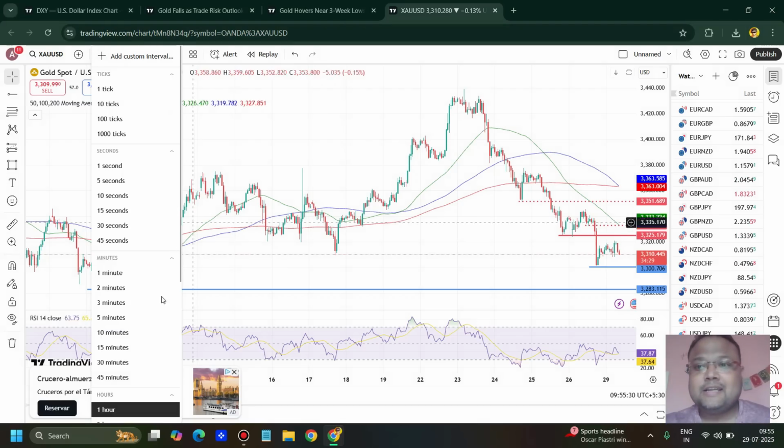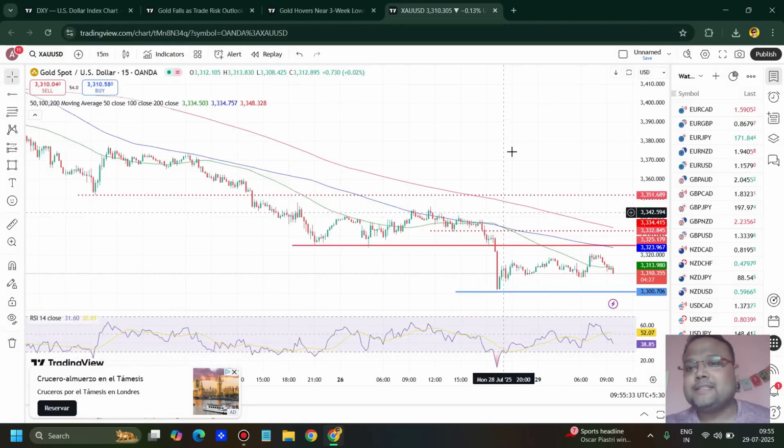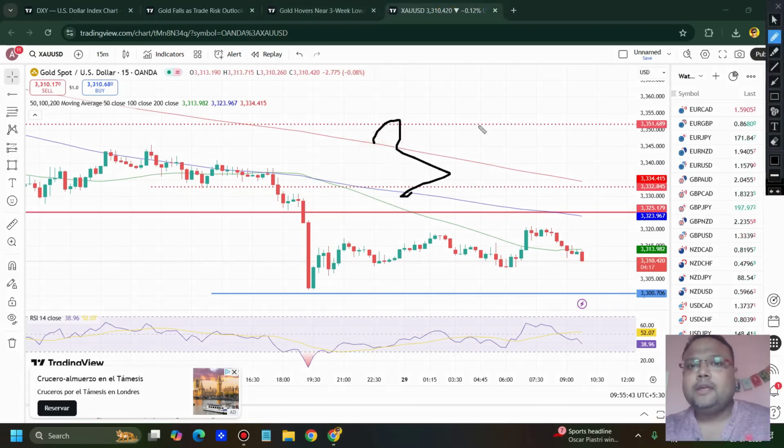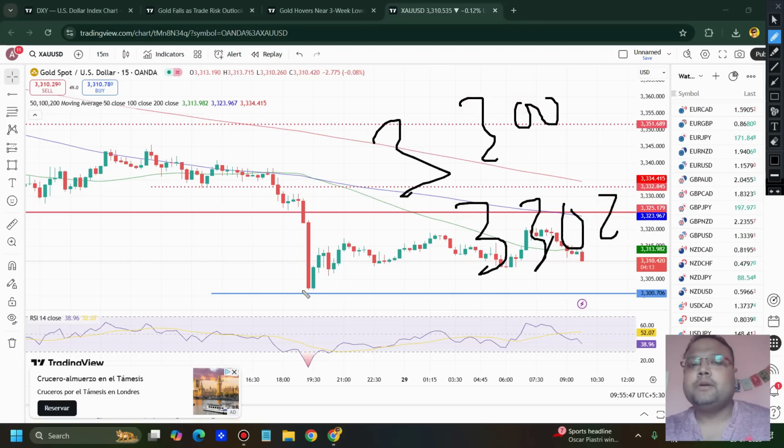During the day, the same level may also act as support as well. Because to break any level, volume is important. If volume is missing, market will not be able to break it. So during the day, keep your eyes on 3300, 3302, because the same level may also act as support as well. 3300, 3302-03, this particular level may act as support as well.